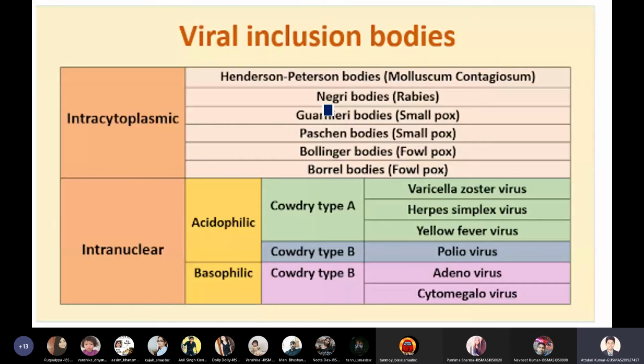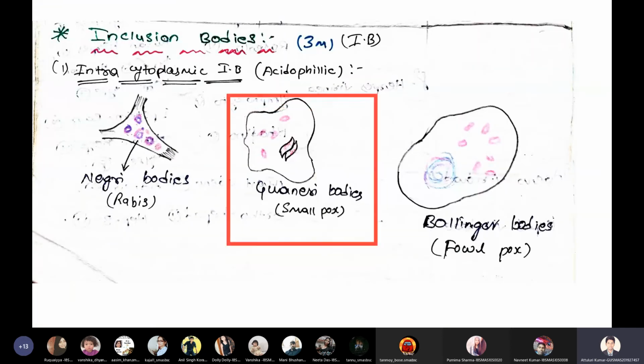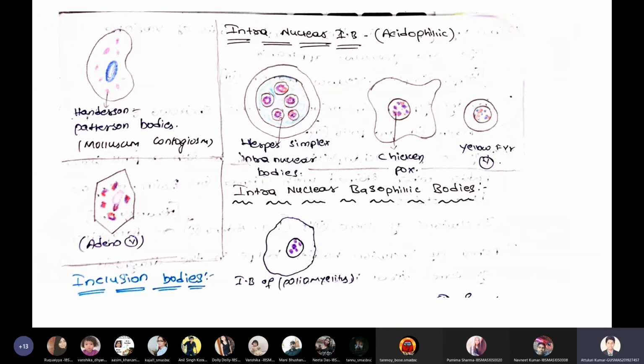Coming to the inclusion bodies. In case of cytomegalovirus, we will detect intranuclear inclusion bodies, particularly Cowdry type B basophilic intranuclear inclusion bodies, which can be seen in the cytomegalovirus infection. Yeah, Cowdry type B intranuclear inclusion bodies can be seen in the cytomegalovirus infection.